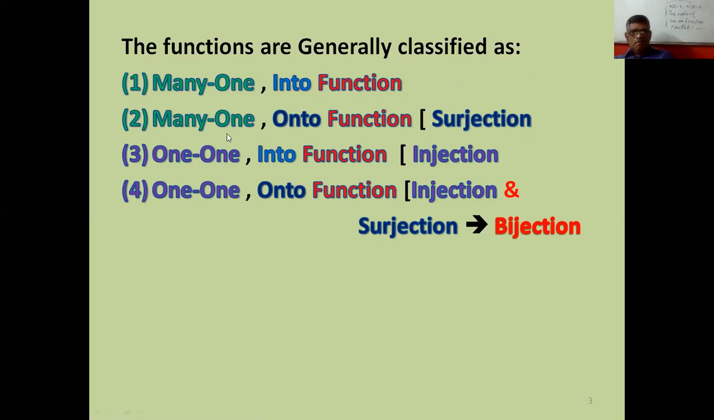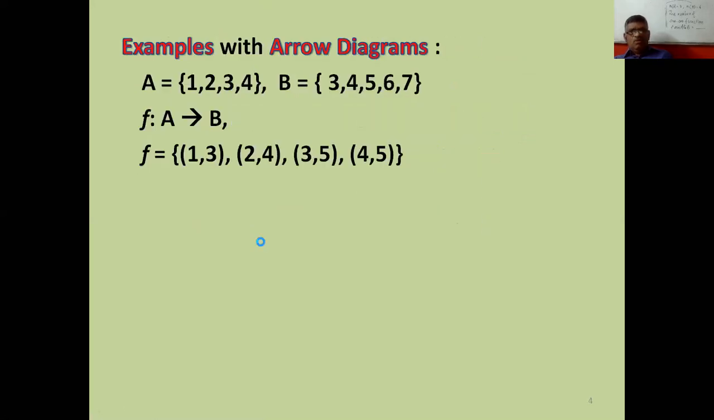Onto is also known as surjection. Into is known as injection. One to one and onto is known as injection and surjection, and hence bijection. Can you tell me, can you identify this function? What kind of function is this? Anyone can answer?